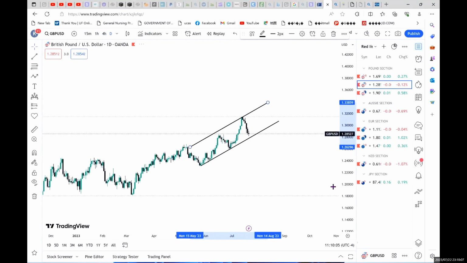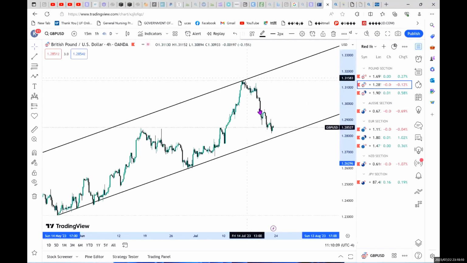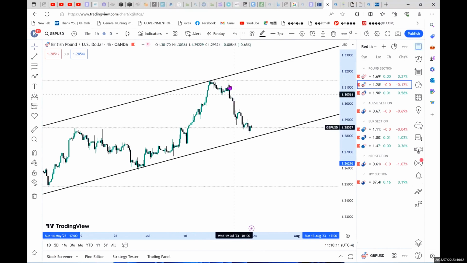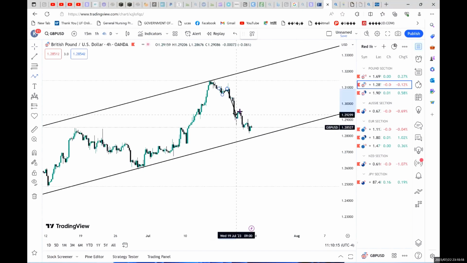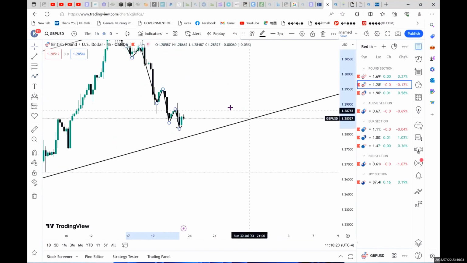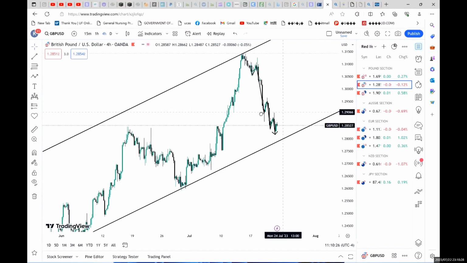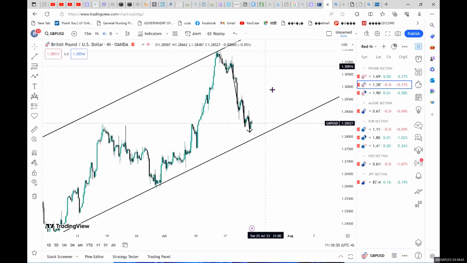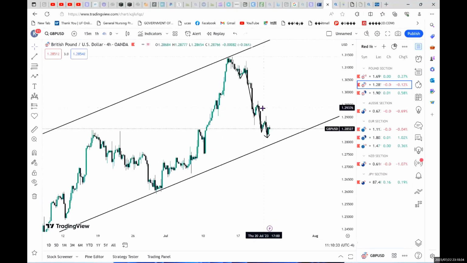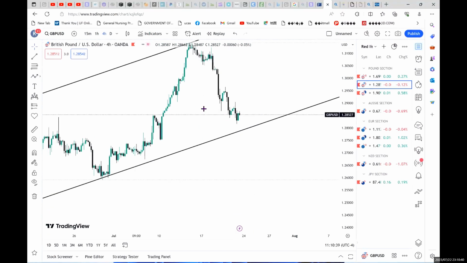So H4, let's see what it's telling us. You can see price is currently bearish. We have lower high, lower low, lower high, lower low, lower high, and lower low. So even though we're in a pullback stage and anticipating that when price reaches the trend line, it will pull back up, we are still bearish on the H4 time frame. We can still anticipate one more drop at least down to the trend line.